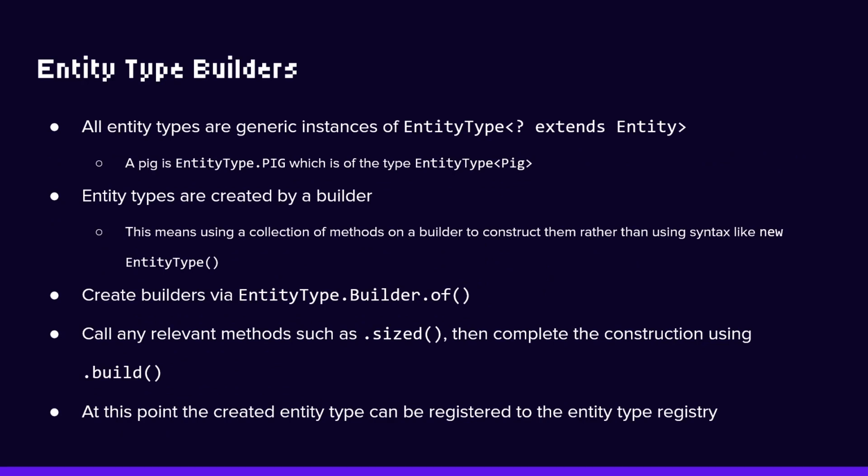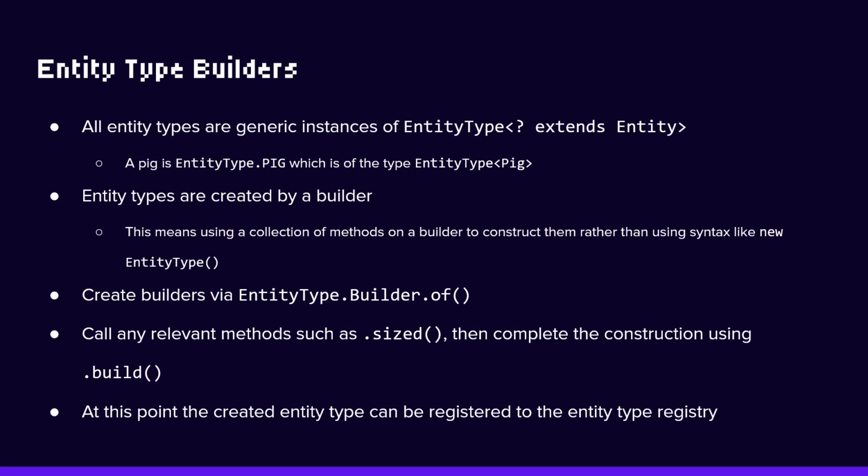And all entity types are generic instances of entity type. So if you haven't studied the Java concept of generics, it's basically like a templating system where you can vary the type definitions inside a class. So you can have something return, instead of returning pig, it returns T. And then that T is like an argument. So then when you create an entity type with pig inside of it, it replaces all the instances of T with pig so that you can have generic classes that vary based on type.